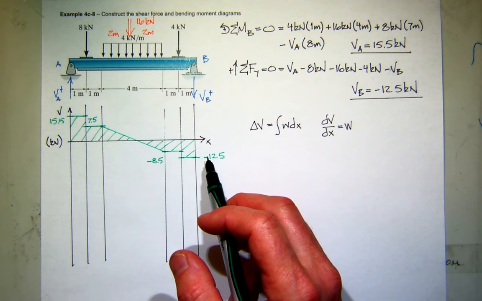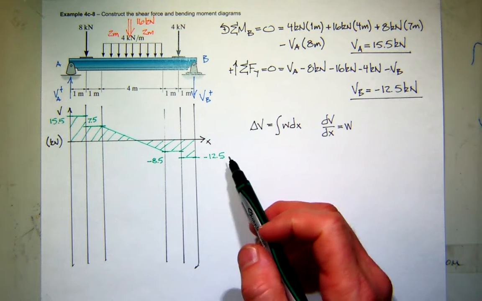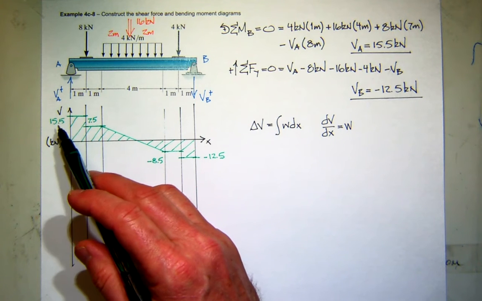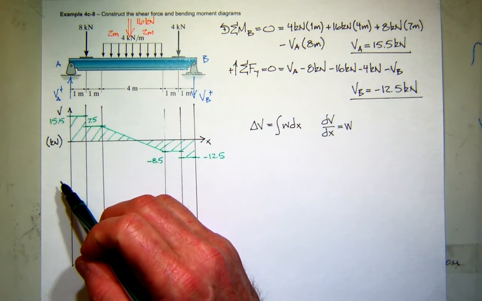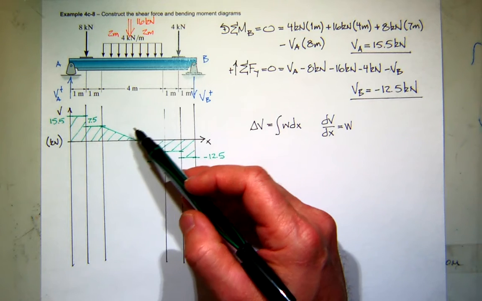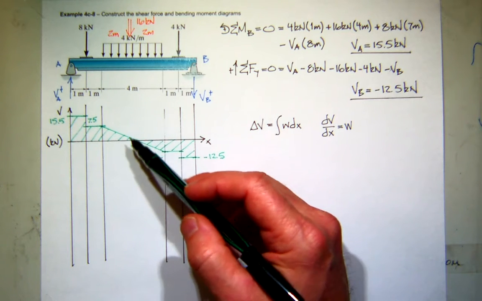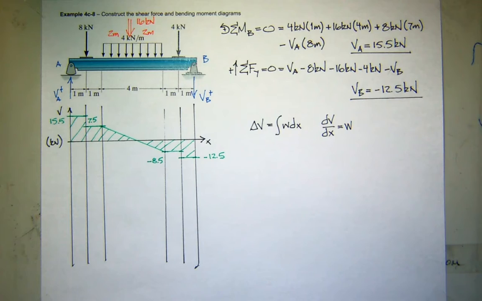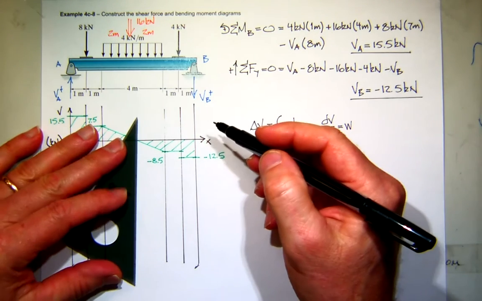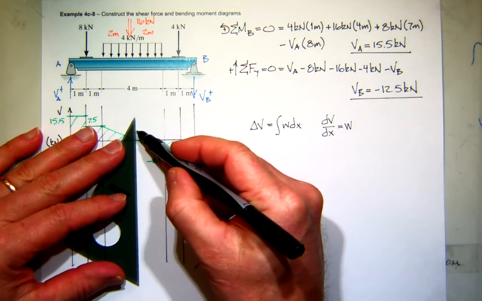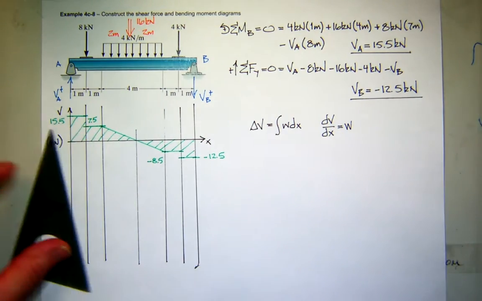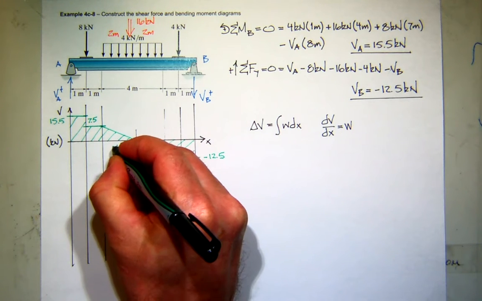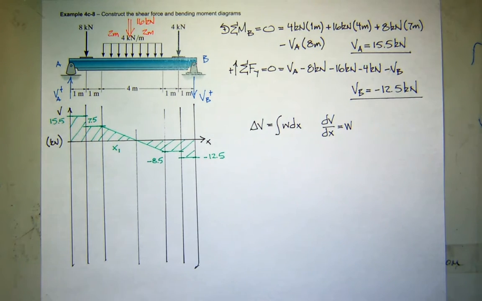What else can we say? We know where the maximum shear looks like it is now. It looks like it's over here in the first meter, and it's 15.5. Now something's happened here. What's happened here? We went from positive to negative. That's an important point, so I'm going to add that point to my template, and I'm going to indicate that distance as x1. How can I find x1?